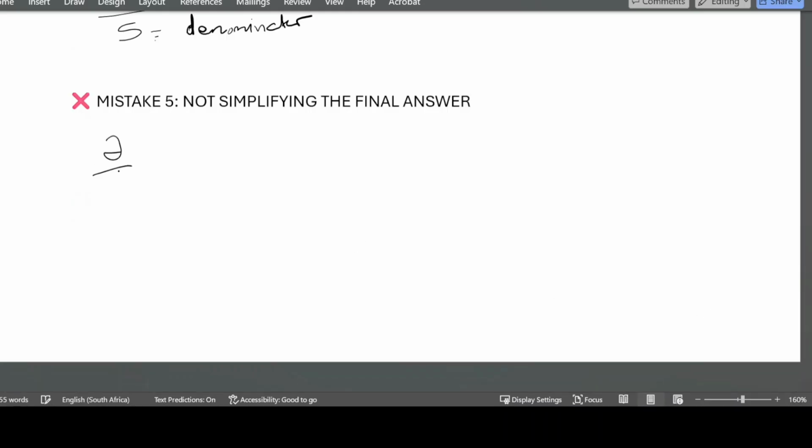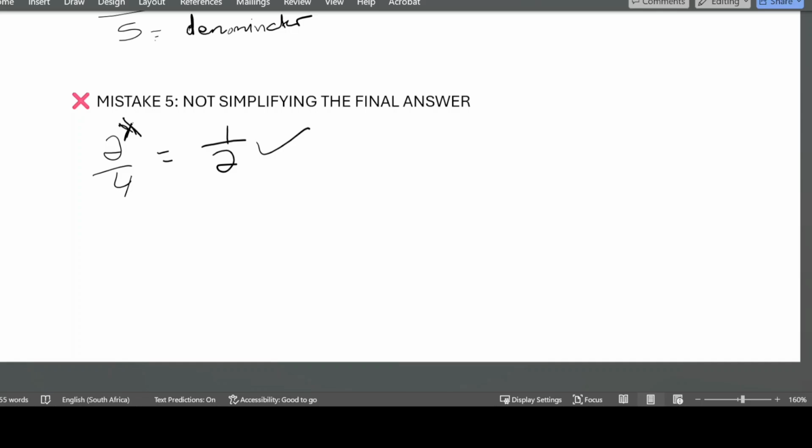Then mistake number 5 is not simplifying the final answer. We will have 2 over 4. Another very common mistake is leaving answers like 2 over 4. We must always simplify our fractions. 2 over 4 is the same as 1 over 2. Fractions should always be written in their simplest form. So when you write your tests, never leave a fraction like this. You will get it wrong. You must always simplify it.